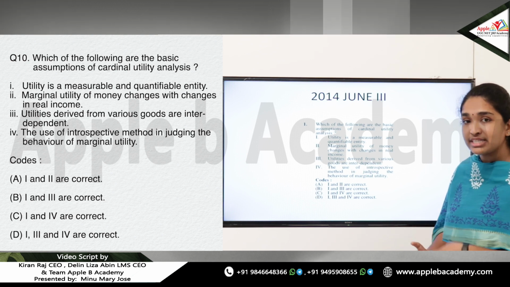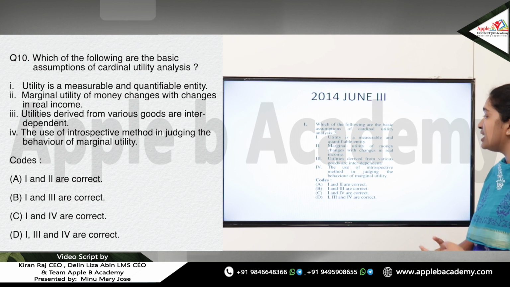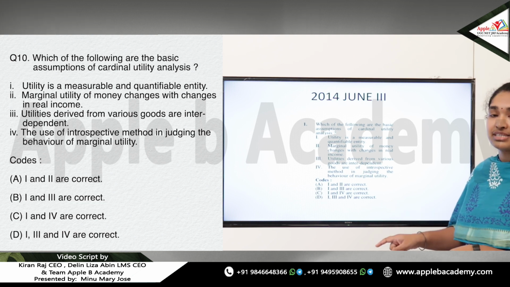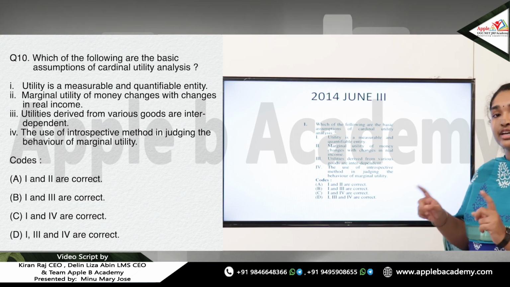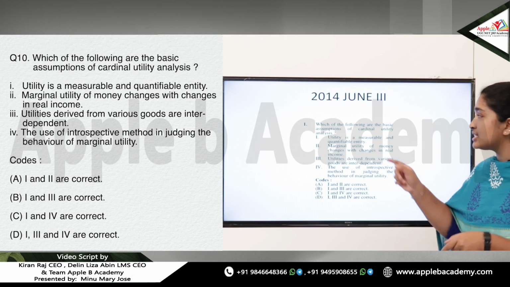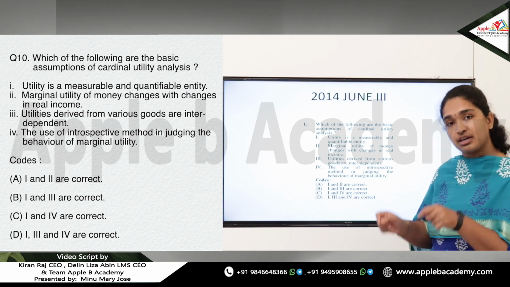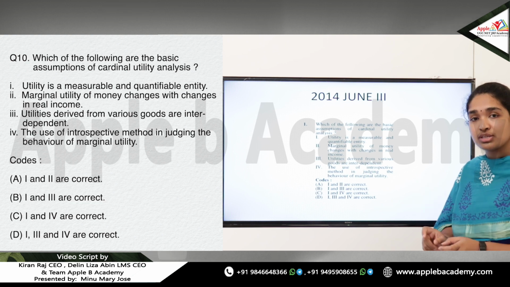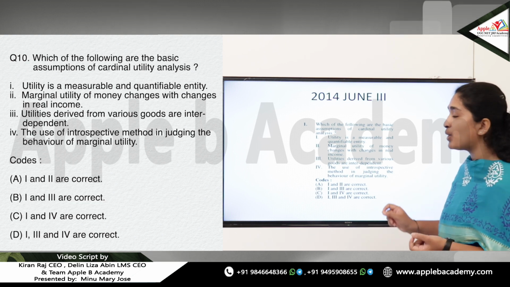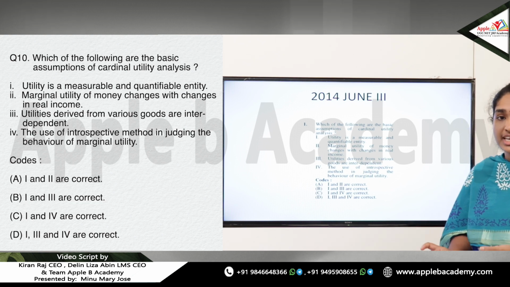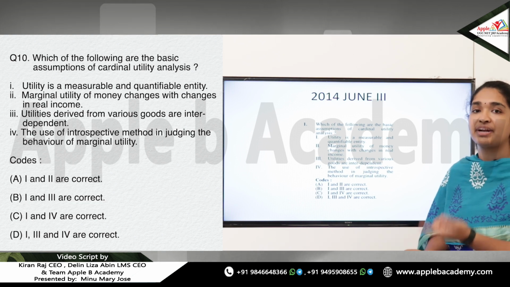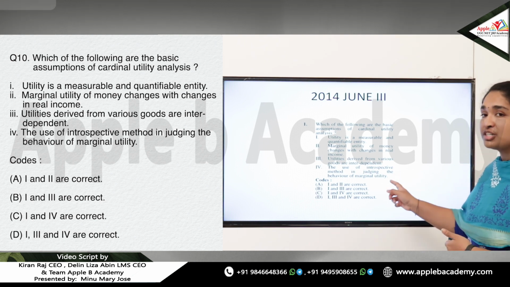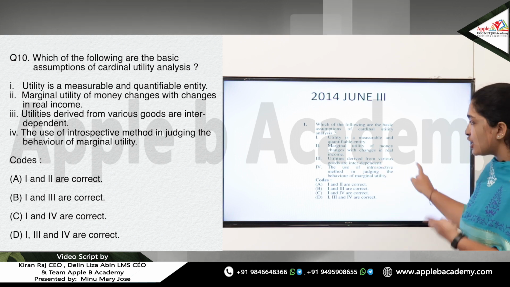Now moving on to the second option, that is the marginal utility of money changes with changes in real income. This statement is exactly opposite to what Alfred Marshall assumed in his cardinal utility analysis. According to Marshall, the marginal utility of money does not change, or it remains constant over every unit of money. So for whatever units of income he is spending, the marginal utility that he derives from spending that particular unit of money would always remain constant. Which means that option 2 would be a wrong answer. That means we should not consider option 2.